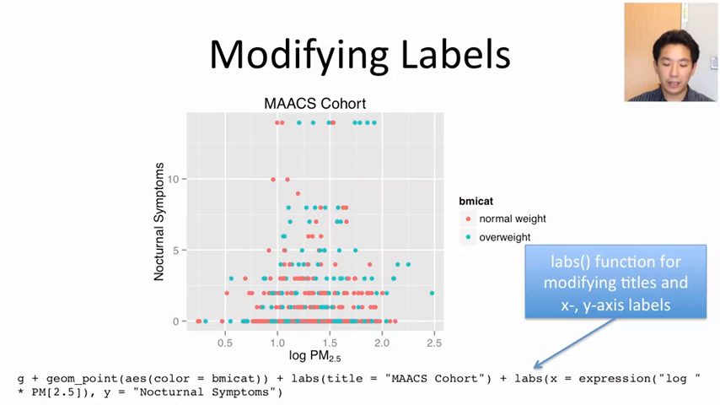You can modify the labels with the labs function. I've called the labs function a few different times. I've added on to my basic plot. The g object, remember, is just the data frame plus the x and y coordinates. Here I've added the geom_point function, and I've assigned the color variable to BMI category. So now the 2 different BMI categories are in 2 different colors. For the labels, I set the title to be MAX cohort because that's where the data come from. This is the MAX study. I've set the x label to be this expression, which is log PM2.5, and I used the mathematical annotation that we talked about previously to get that 2.5 subscript on there. And then I set the y label to just be nocturnal symptoms. So now it looks a little bit cleaner. The plot has more appropriate labels on it.